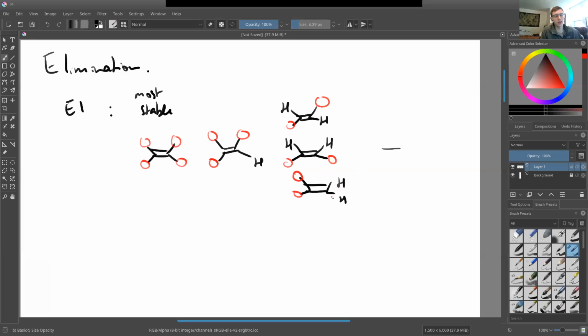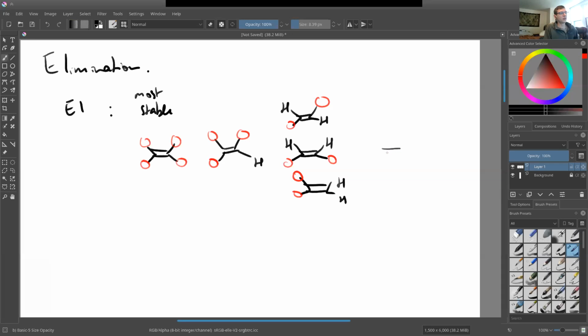Fortunately, when we're doing one of these, there's usually going to be a clear distinction about which one you should form, because it's very rare that you'll have a situation where it comes down to a choice between, let's say, multiple of these three. It'll usually be like, oh, you can make something with 3 substituents or something with 2 substituents, and in that case, the answer is 3.